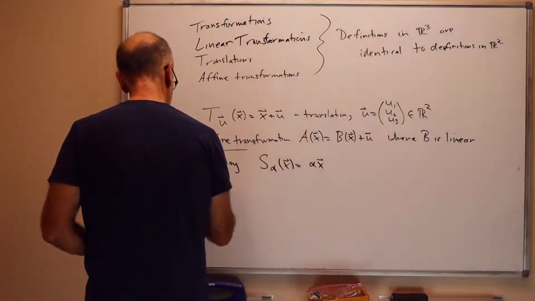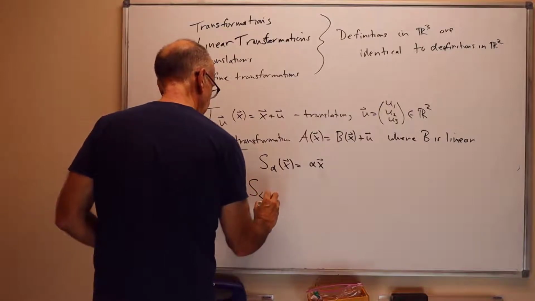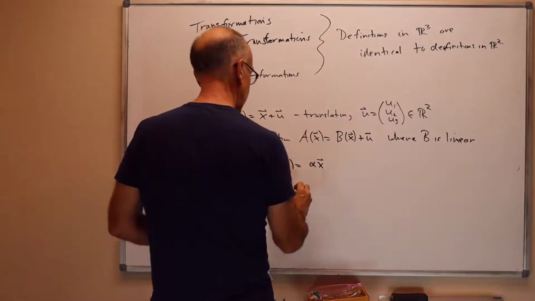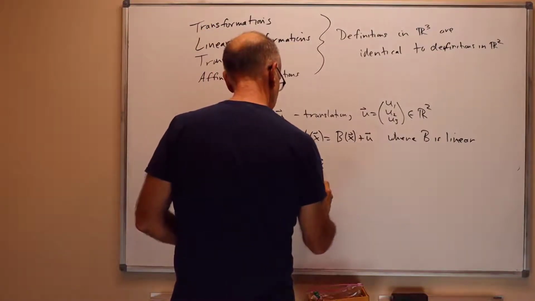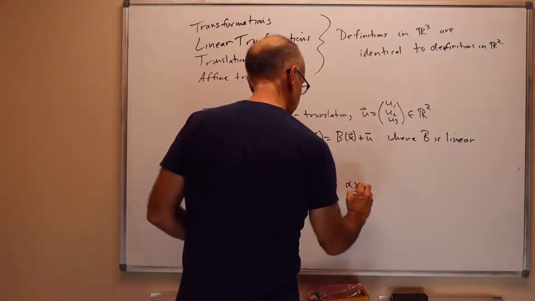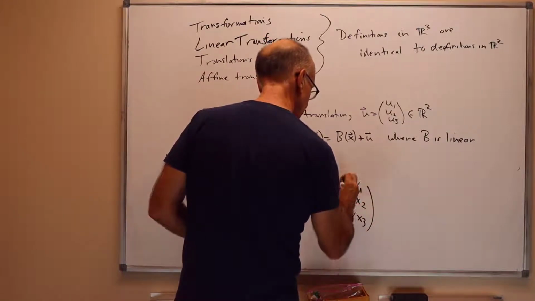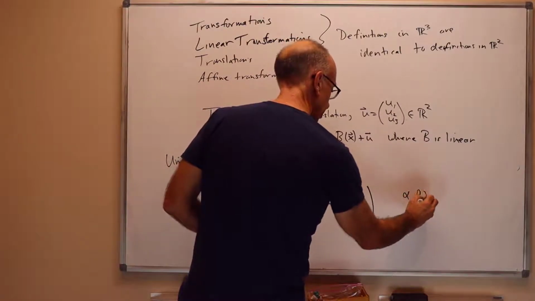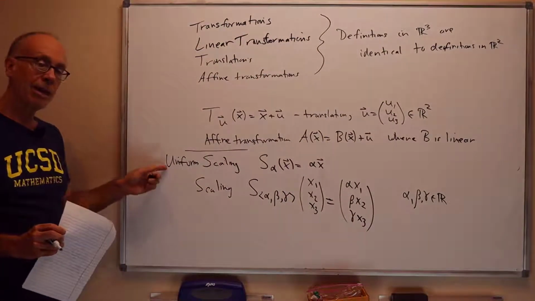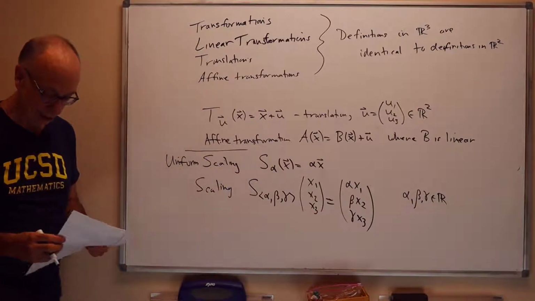Or the non-uniform scaling in general, we have scaling S sub alpha beta gamma with alpha, beta, gamma scalar values. This applied to x1, x2, x3 is equal to alpha x1, beta x2, gamma x3. So again, alpha, beta, and gamma are scalars. They're real numbers. So these are 2 types of scaling, very similar to the previous scaling we used, except that now there's 3 axes to scale along instead of 2.